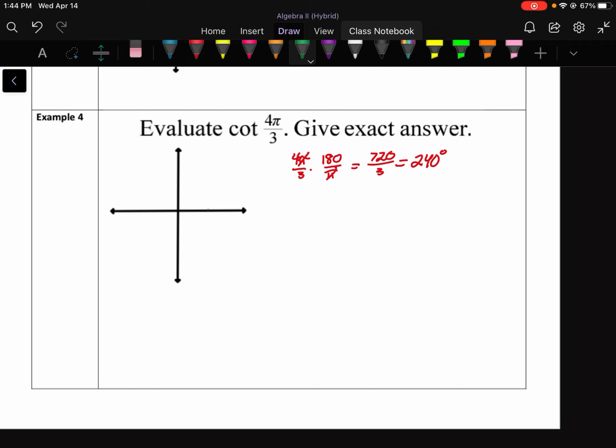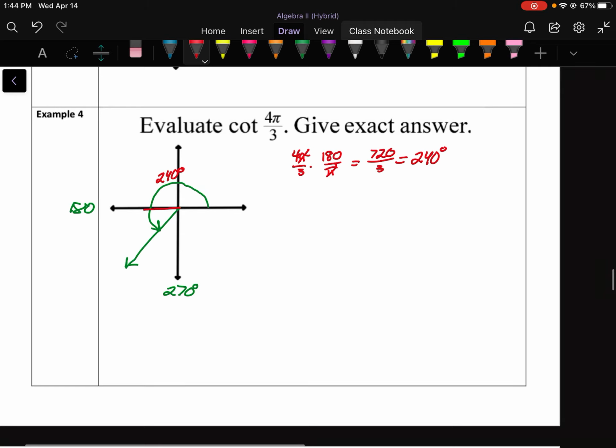So you start at the positive x-axis and go counterclockwise 240, so it's somewhere here, because remember this is 180, this is 270, so somewhere between those two. Here we are. So now we need to find our reference angle. This one's a little bit different because we started at the positive x-axis and came all the way around. We passed 180.